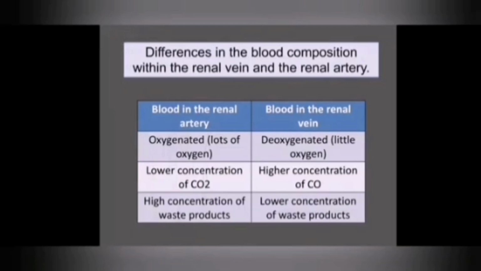You actually had to make a summary in the form of a table to show these differences in the blood composition within the renal vein versus the renal artery. Please know this well for the assessments coming up. So the renal artery, in summary again, has oxygenated blood, so lots of oxygen, little CO2, but it still has a high concentration of waste products like urea. But the blood that exits the kidney in the renal vein has little oxygen, lots of CO2, but then again, a little bit of waste products left over.